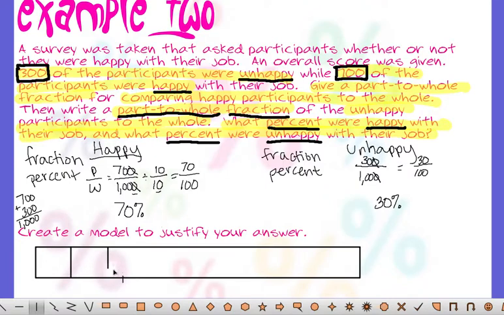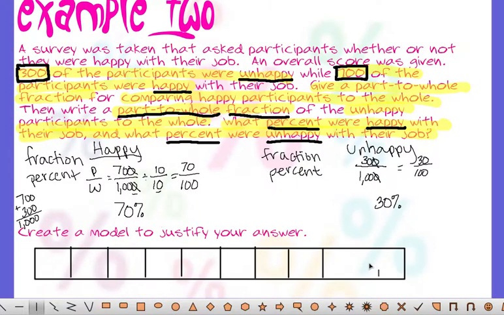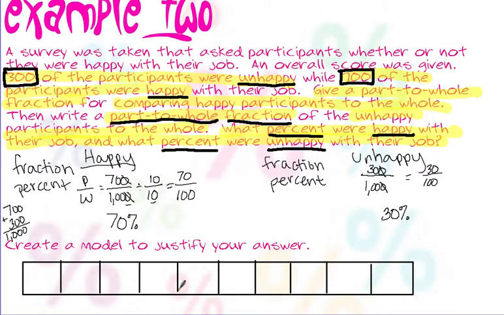So 100, 200, 300, 400, 500, 600, 700, 800, and now I'm just one box short. So we'll go ahead and make it just a little bit longer. And 900 and then 1,000. Now, why would I have chosen to split it by 100s? Well, first of all, hundreds are easy to work with and easy to count by, and they're big enough where we can get to 1,000 fairly quickly.